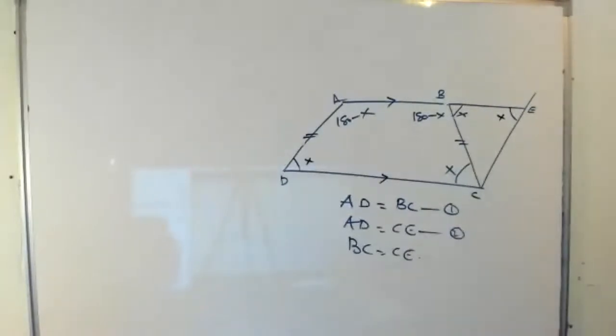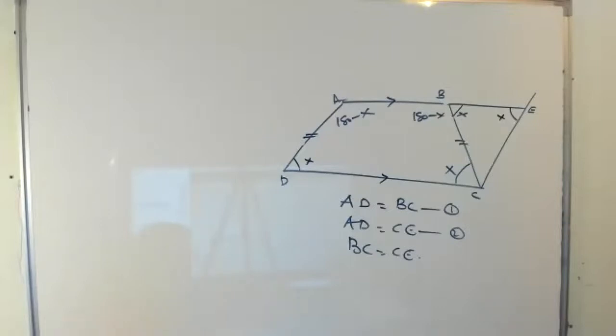Start like this. AD equal to BC, call it number one. That is given. Then AD equal to CE, number two. Opposite sides of a parallelogram are equal.